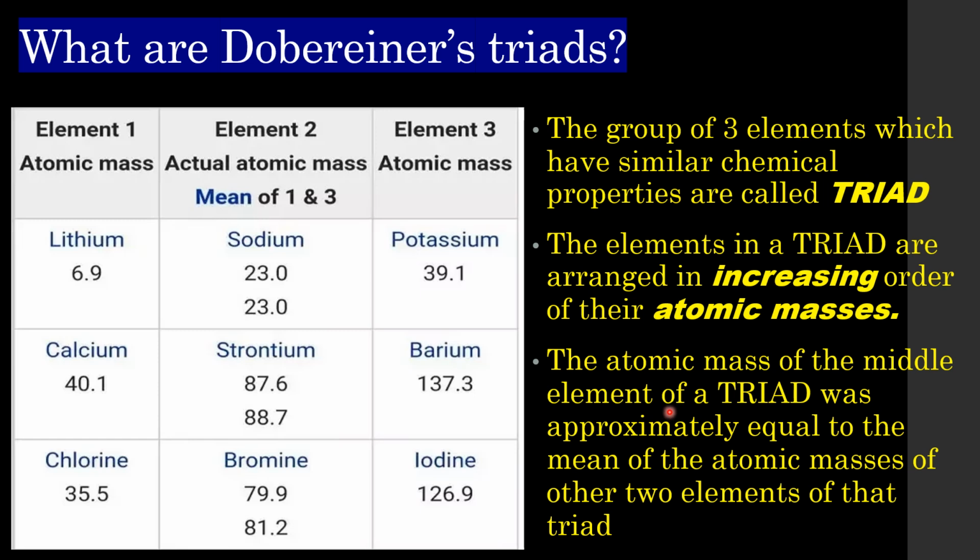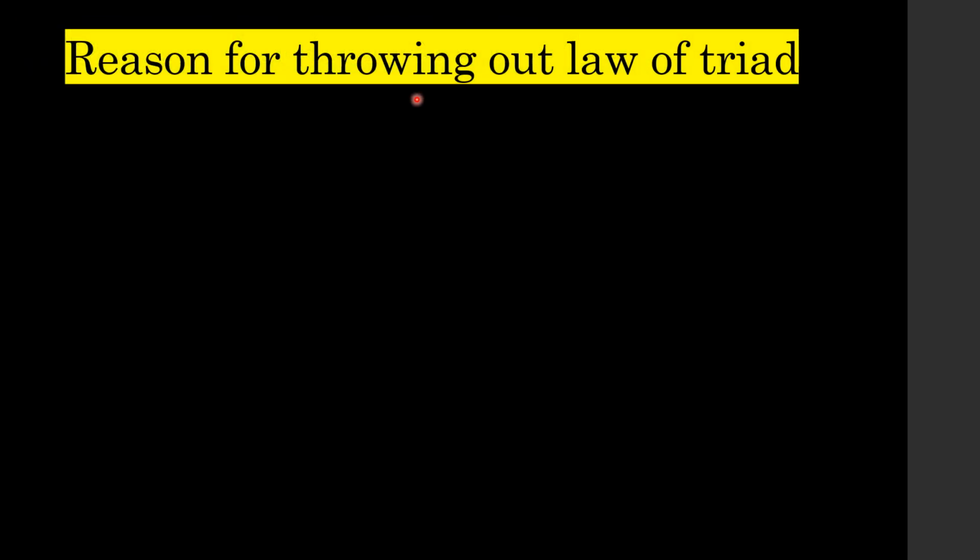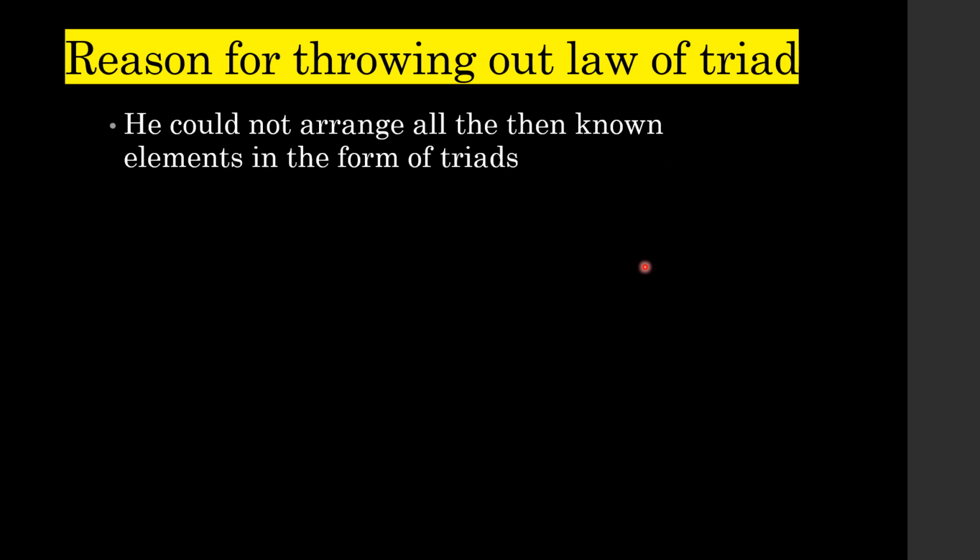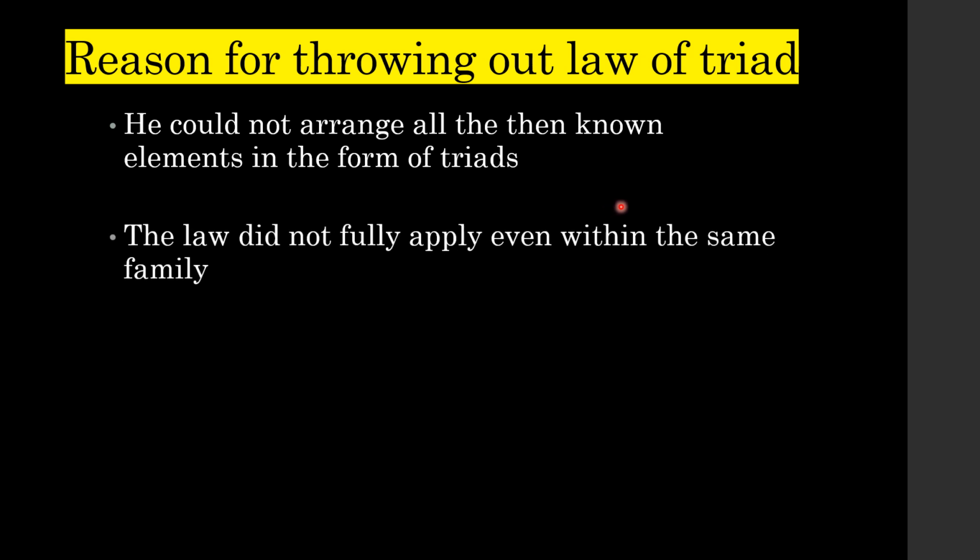Okay, these are all things he gave, but sir, why are we not using Dobereiner's triads today? The reason for throwing out the law of triads. Why did we throw out the law of triads? First of all, Dobereiner could not arrange all the then known elements in the form of triads. Assume that there were some 30 elements at that time. He made only 3 triads or 4 triads. Okay. What about the remaining elements? Correct. If you're classifying, all the elements should be there. This is the biggest drawback.